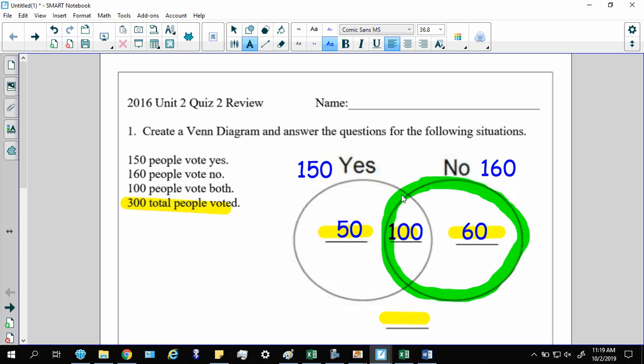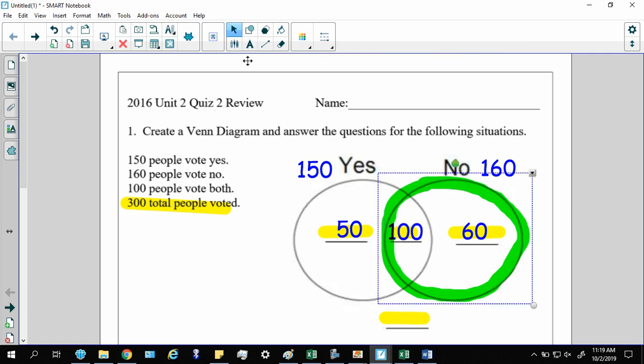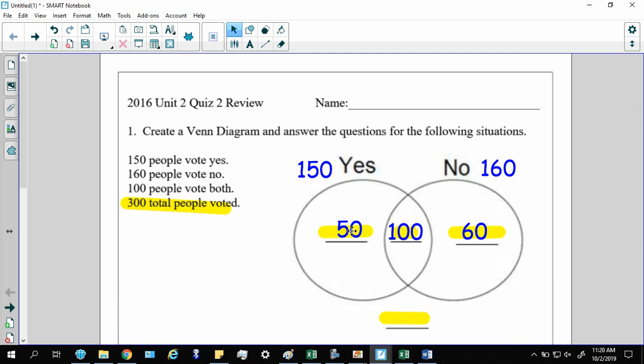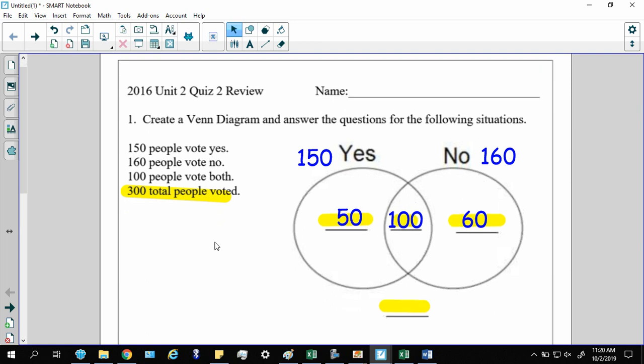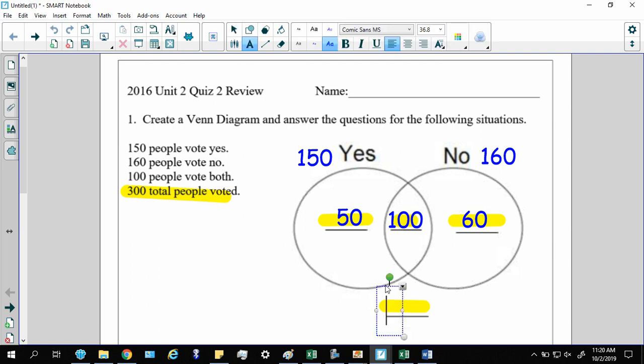Now at this point in time, let me take this highlighter away. Once you get to here, it's 50, 100, 60. I'm just going to add this up and subtract it from 300 because all these four highlighted numbers will add up to 300. So when I do the math, it ends up being 90 people.